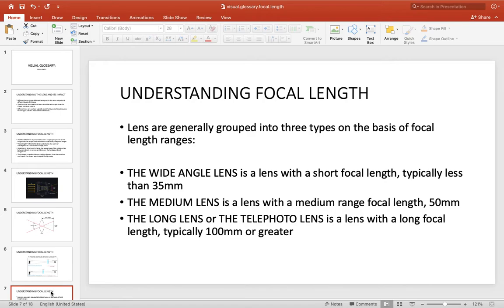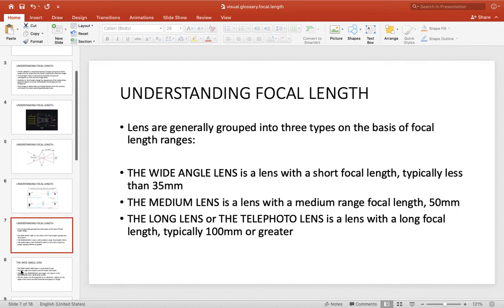Yasujiro Ozu, who we are watching in this class in our discussion of cinematography, also used 50 millimeter lenses. I think Ozu built his sets around the usage of this particular lens. Then finally, the long lens, which is sometimes called the telephoto lens, but I think a telephoto lens is actually a specific type of long lens. But the long lens refers to lenses that have longer focal lengths, typically 100 millimeters or greater.